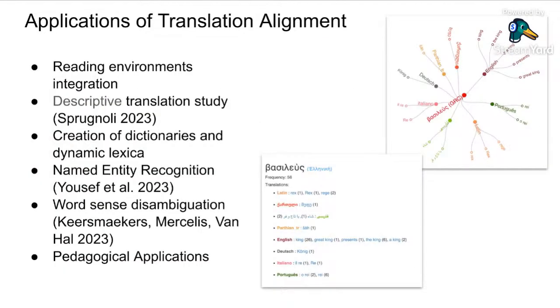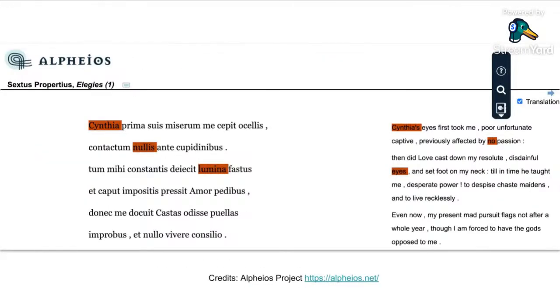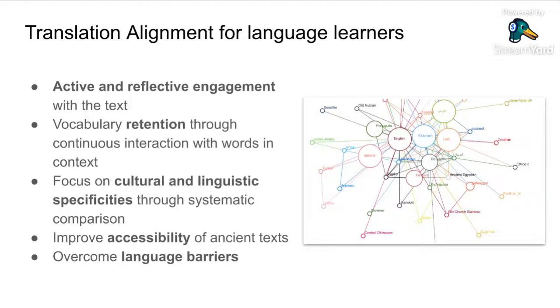But you can also use translation alignment for something else. There are several different downstream tasks that use aligned text. For example, we have used the Ugarit corpus to implement a named entity recognition model. Other people have used it for word sense disambiguation. You can, of course, create independent vocabularies and dynamic lexica. But more importantly, you can use translation alignment to improve your learning abilities when you're facing a language or a text that you do not know so well.